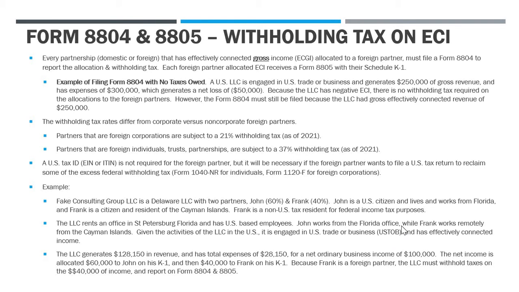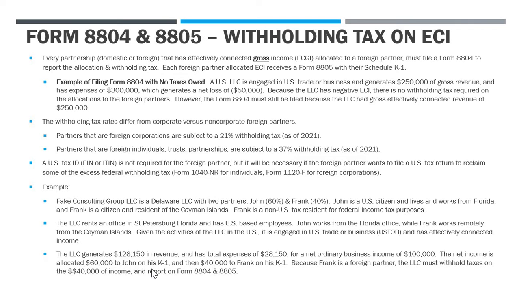Now, given the activities of the LLC in the U.S., it is going to be considered engaged in U.S. trade or business, and it's going to have U.S. source ECI. That's because of the U.S. employees, the U.S. office, John's physical presence in the U.S. So the reason why that's important, because now Frank, being a non-resident partner, he's going to be subject to this withholding tax regime because we have ECI being allocated through a partnership to a foreign person.